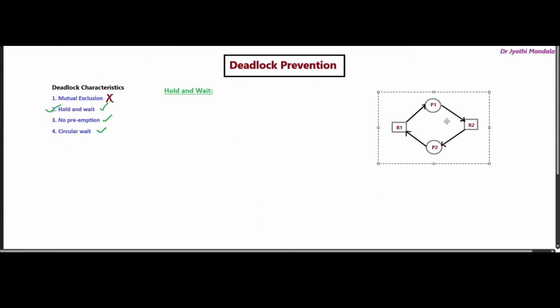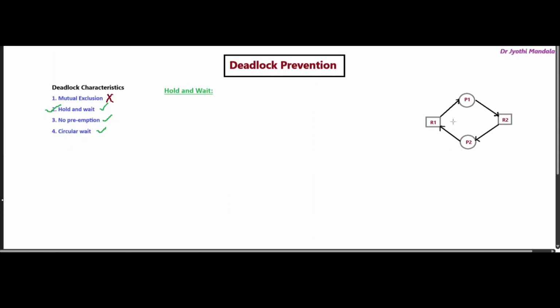Let us consider this one where you have two processes and two resources, processes P1 and P2 and resources R1 and R2. Now if you see this diagram, understand how it is working. P1 is holding the resource R1 and then it is requesting for R2. This is called hold and wait. And similarly, P2 is holding R2 and requesting for resource R1. So because of this, P2 will never get R1 and P1 will never get R2, which will lead to deadlock.